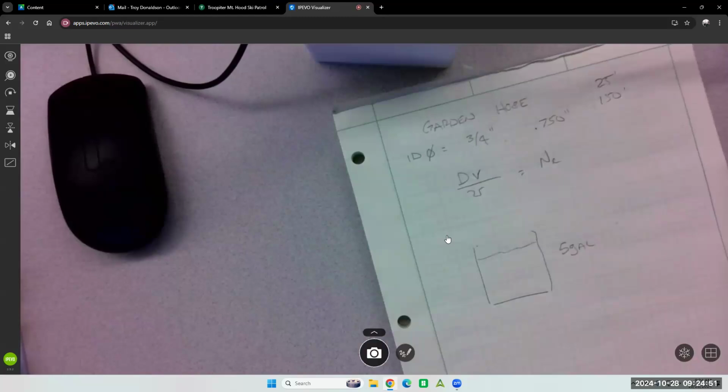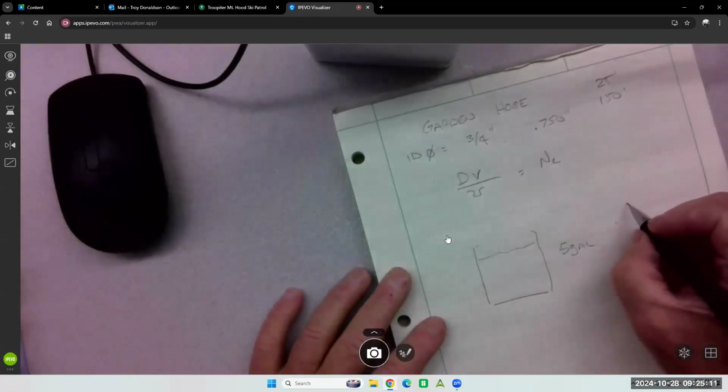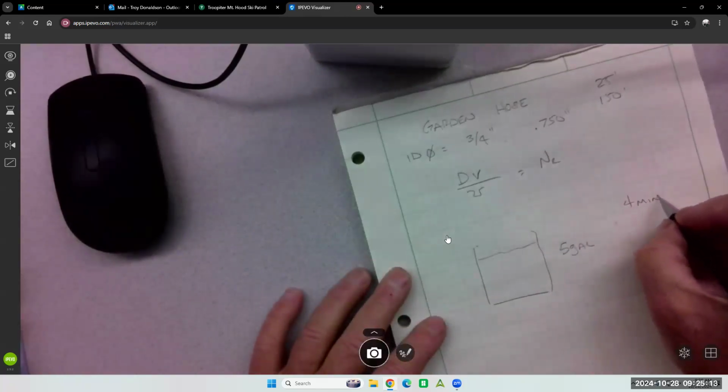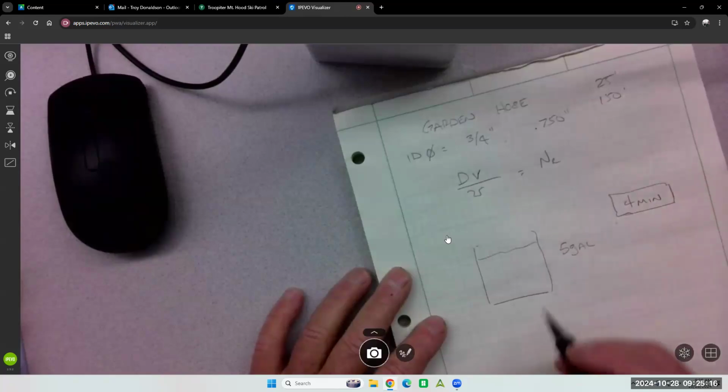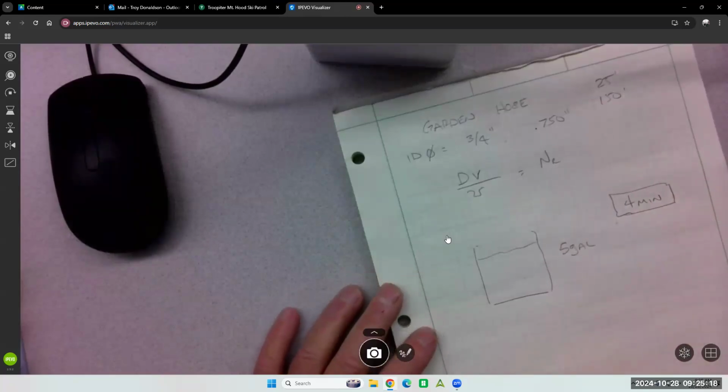Some of us are on a well, some of us are on city water at the end of the housing development, some of us are on city water at the beginning of the housing development. It can vary anywhere from 60 PSI down to 40 PSI. So who knows? We'll just make something up. We'll say it takes us 4 minutes to fill 5 gallons.